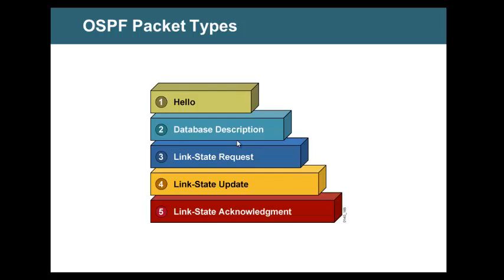This is init state. In between, you have 2-way state, start state. When all the states are successful, then only the exchange state comes. This is start, this is exchange. The exchange DBD, that is type 2 packet. OSPF packet type 2 is exchange. Type what?